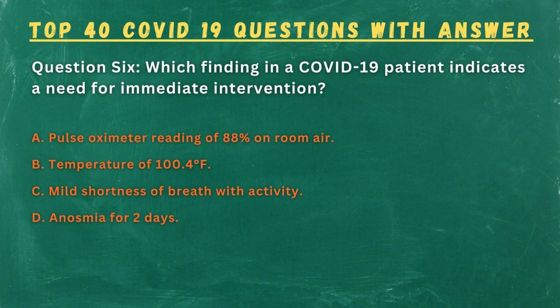Question 6. Which finding in a COVID-19 patient indicates a need for immediate intervention? A. Pulse oximeter reading of 88% on room air. B. Temperature of 100.4 degrees Fahrenheit. C. Mild shortness of breath with activity. D. Anosmia for 2 days.